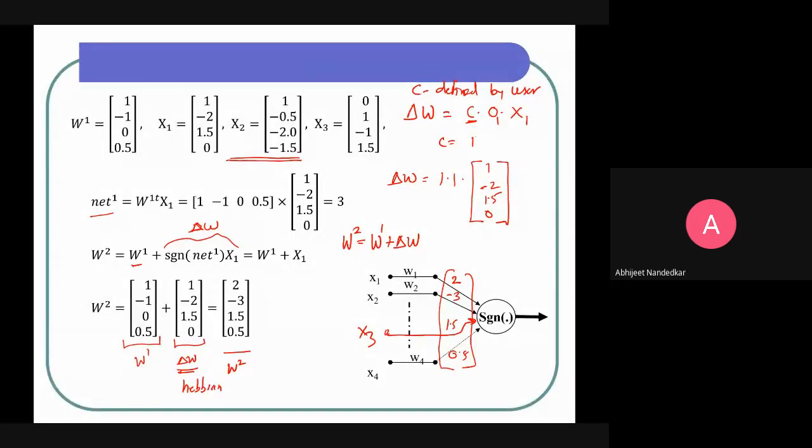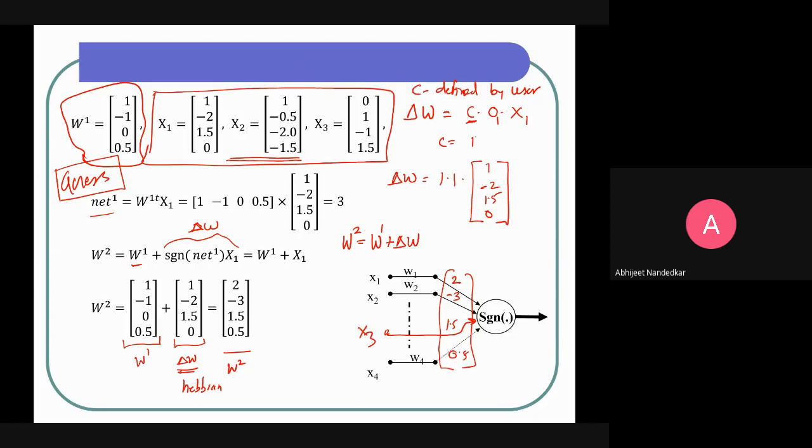Now see, you were provided this initial weight. This was a guess. This is not a solution. Now what we want to do is refine this W1 as per the given rule, that is the Hebbian rule. And these are training samples.